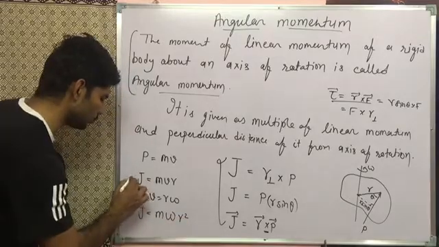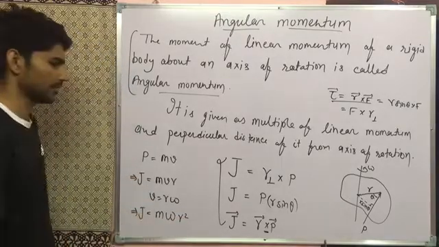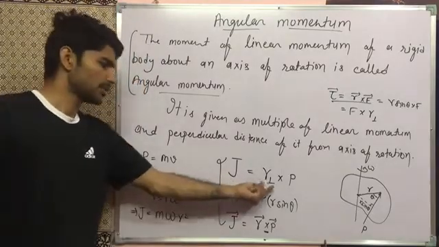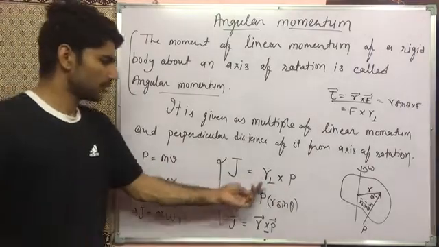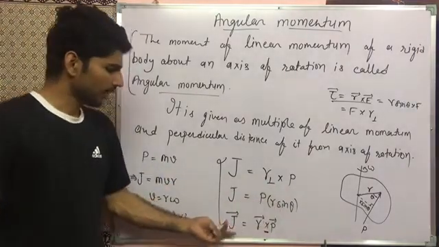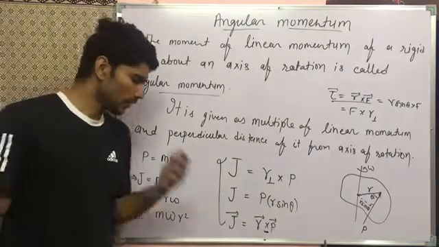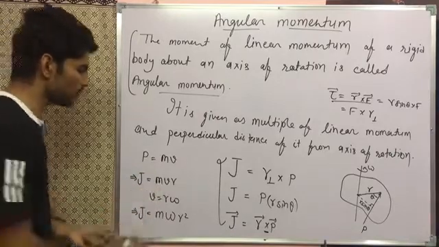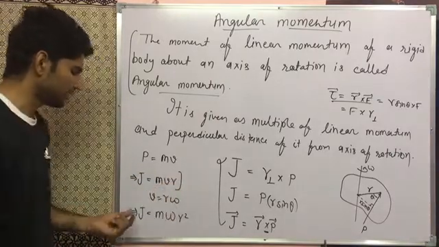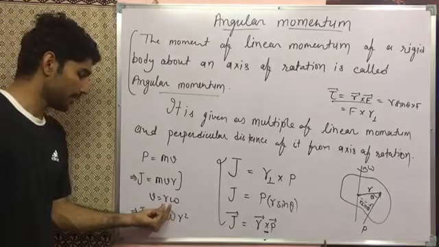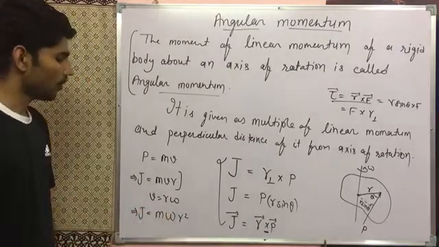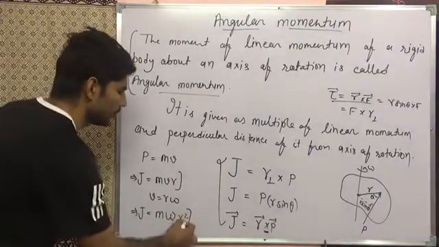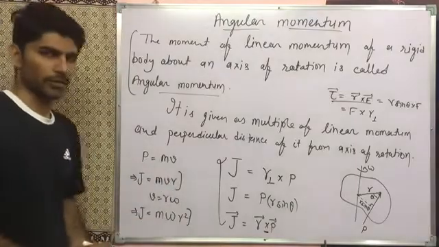So there are two more formulas for angular momentum, so there are basically three formulas. The basic formula is perpendicular distance into linear momentum, where the perpendicular distance we can write as r sin theta, and J in vector form is the r vector into p vector. When we put p equals mv, J becomes mvr. And when we put v equals r omega, J becomes m r square omega. So these are the formulas for angular momentum.